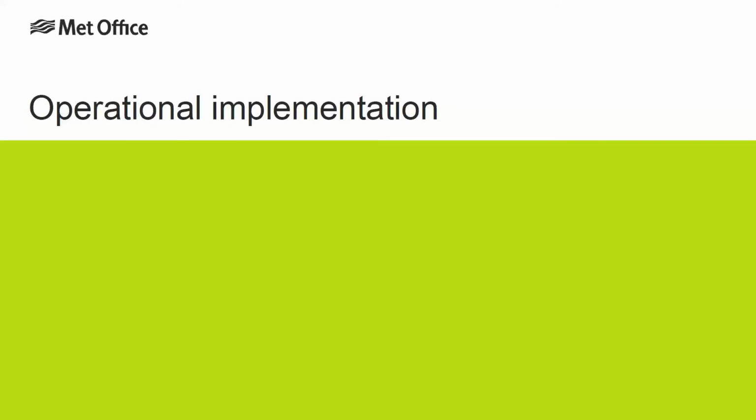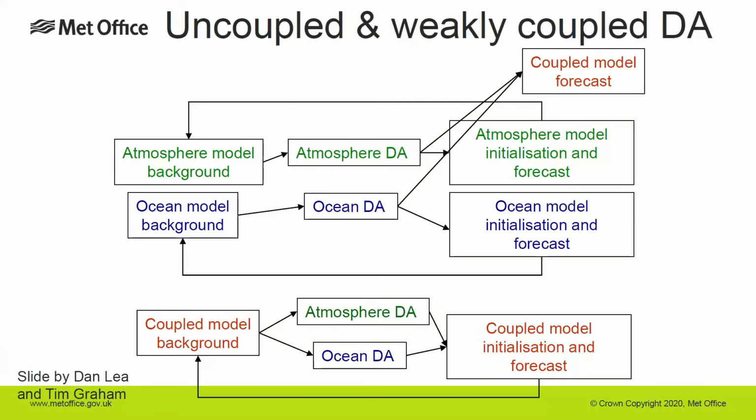Okay, so now I'm going to talk about operational implementation. So far, all the results I've presented are basically results of the coupled NWP model based on an uncoupled data assimilation system. So this is where we run the operational data assimilation cycle with our atmosphere only model, and the ocean data assimilation cycle with the ocean only model separately, and then the outputs from the data assimilation feed into the coupled model forecast. But that's not what's going to go operational.